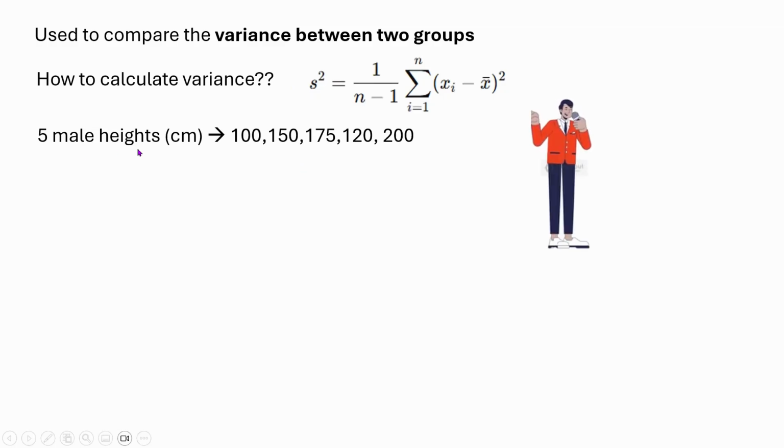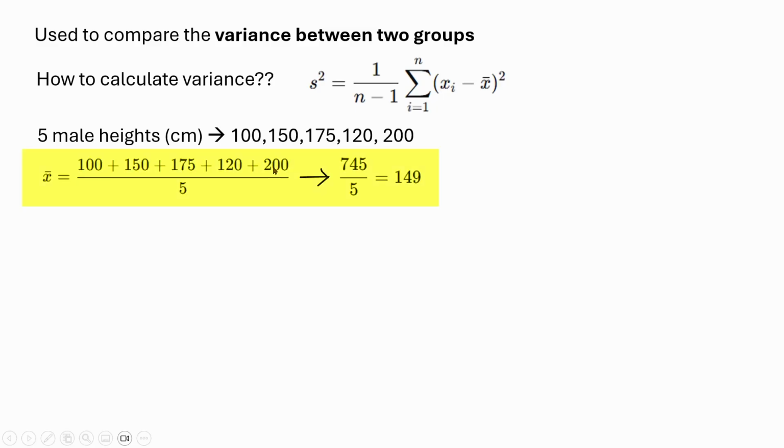Suppose we have 5 male heights in centimeters and they are 100, 150, 175, 120 and 200. Our first task will be to calculate x bar, which is nothing but the mean of these values. The next task will be to get this summation. So what does this summation represent? This summation represents the deviation from the mean of the data points.